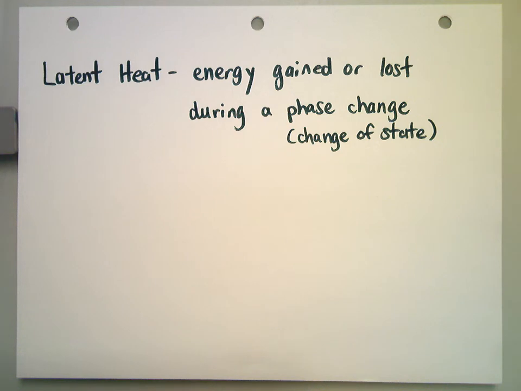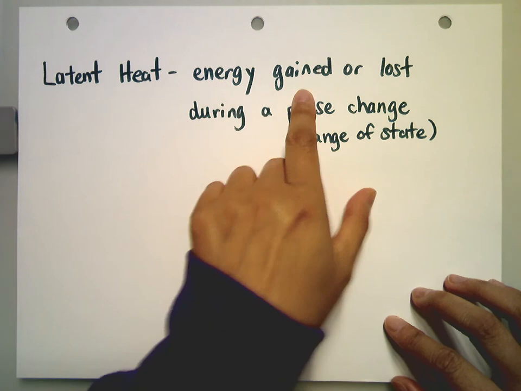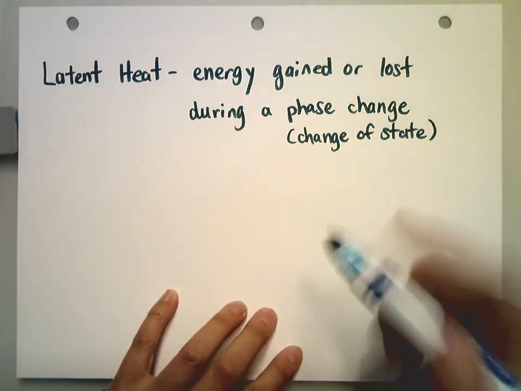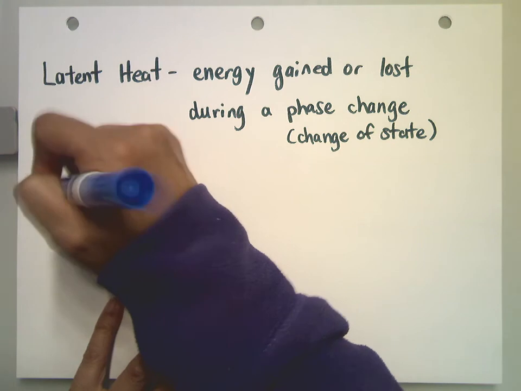Hi, this lesson is on latent heat. Latent heat is the energy gained or lost during a phase change or a change of state. So in other words, when ice is melting or freezing, that's a change of state. The temperature doesn't change during the phase change because all the energy is used to change the state. So the formula is going to be a little different. So let's write that down.